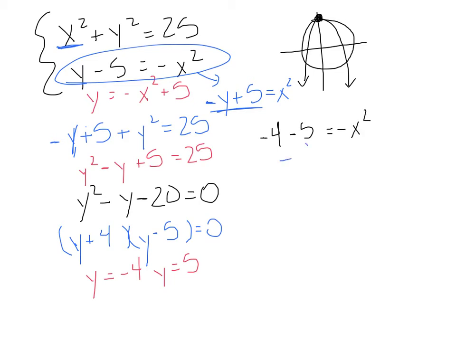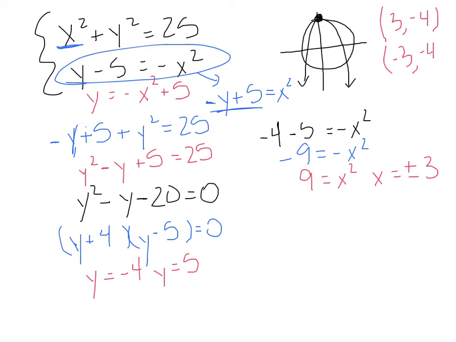So, negative 9 equals negative x squared. Divide everything by negative 1. So you have 9 equals x squared. So x equals plus or minus 3. Now let's think about what that gave us. That gave us the solutions for y. So that tells us if x is 3, y is negative 4, and x is negative 3, y is negative 4. So that's two of our solutions.